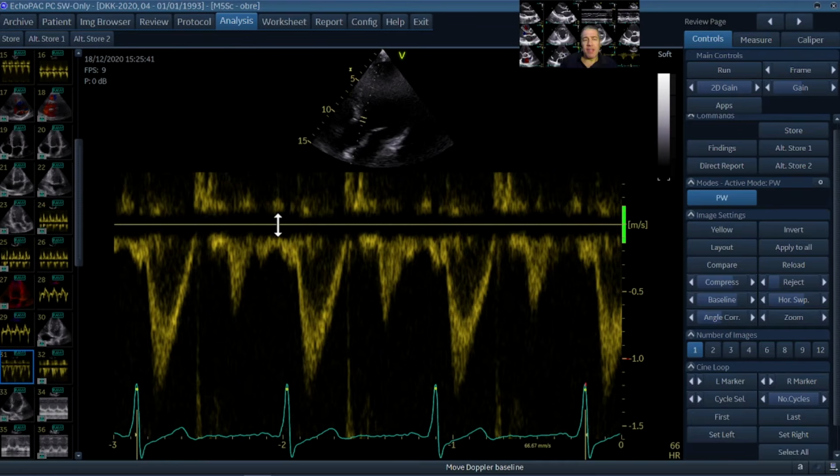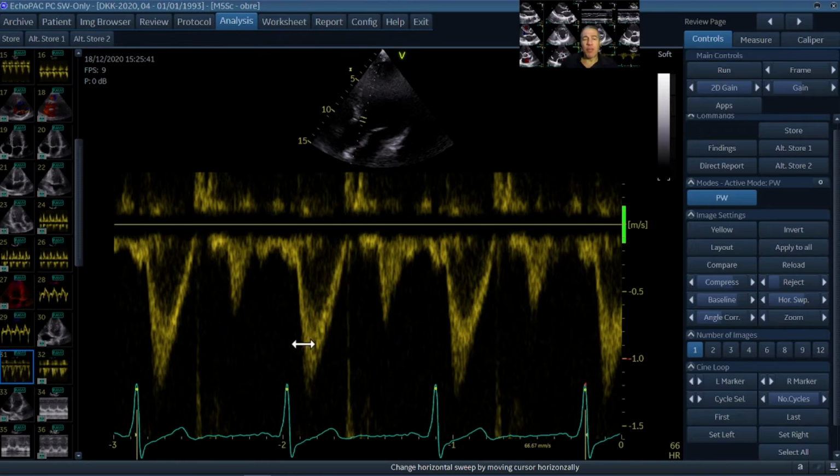So notice this is the zero line. Everything that is below the zero line is flowing away from the transducer, away from the apex, and obviously from the left ventricle into the aorta. You have a typical pulsed wave Doppler spectrum with a modal outer velocity.